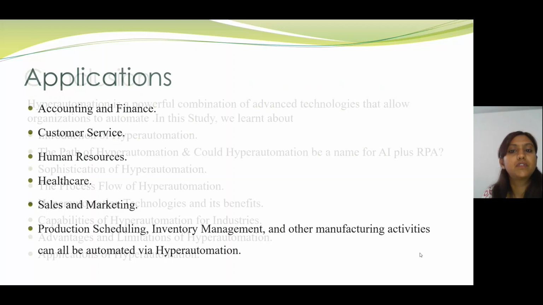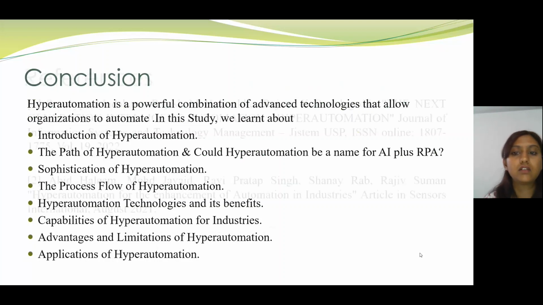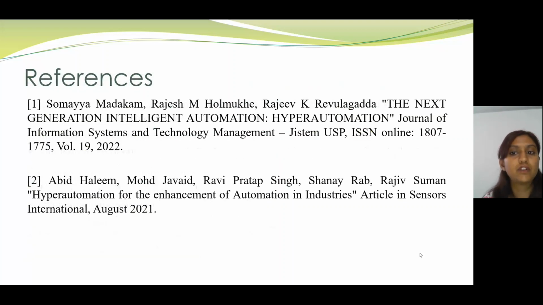And lastly, we come to the conclusion that hyperautomation is a powerful combination of advanced technologies that allows organizations to automate. In this study we learned about the introduction of hyperautomation, the path of hyperautomation, and whether hyperautomation could be a name for AI plus RPA, and yes, we got the answer for that. And the sophistication of hyperautomation, the process flow of hyperautomation, the hyperautomation technologies and their benefits, capabilities of hyperautomation for industries, advantages and limitations of hyperautomation, and applications of hyperautomation. These are the two papers that I referred to for this seminar presentation.